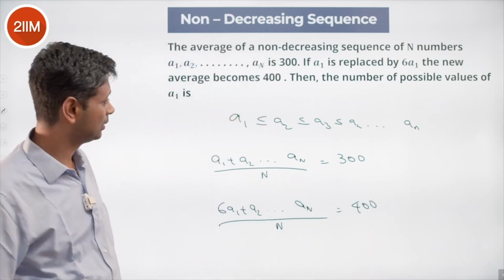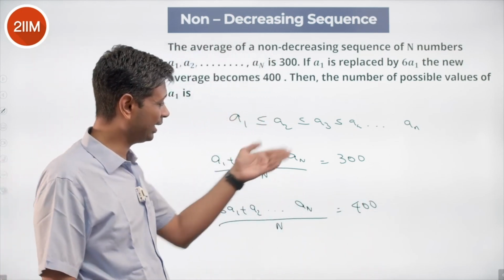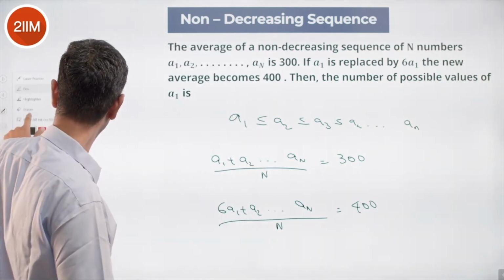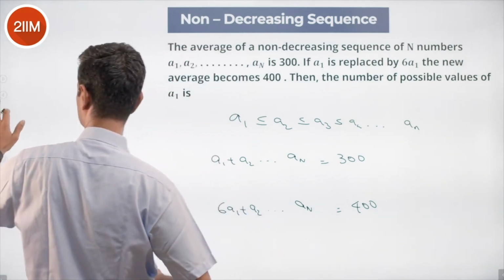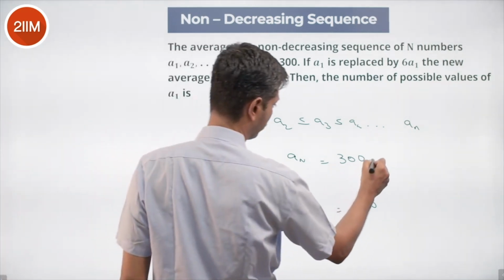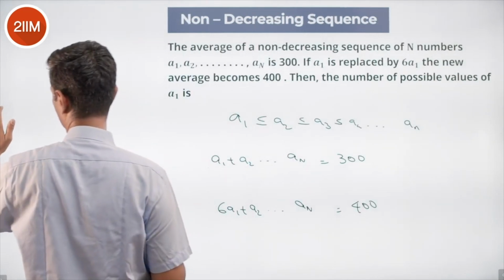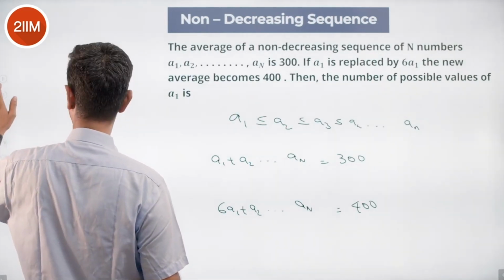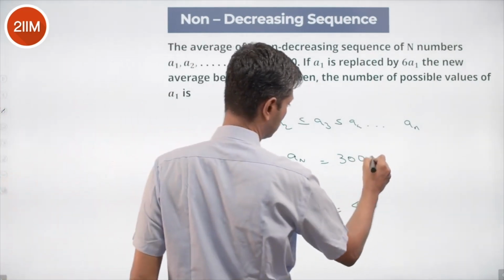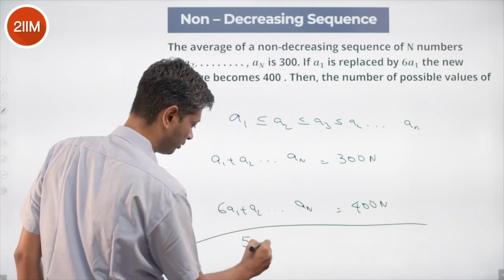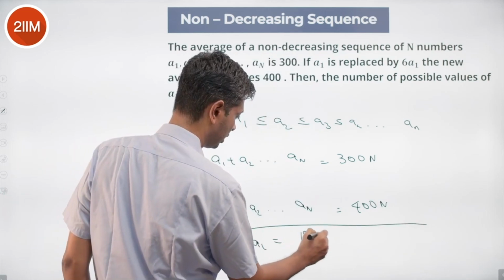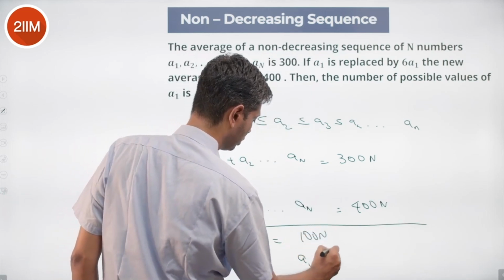Nice, excellent. Or a1 plus a2 till an is 300n. We'll rewrite it like this. Say hey, this is 300 times n. And this is 400n. Or if we subtract one from the other, we have 5a1 equals 100n, or a1 is 20 times n.